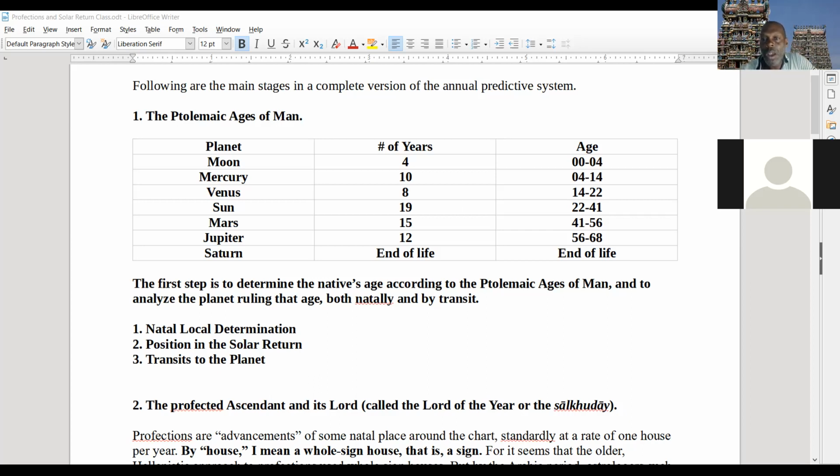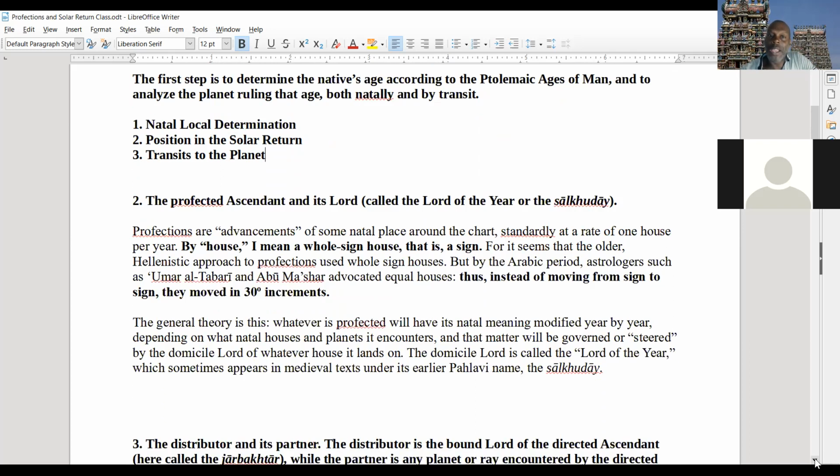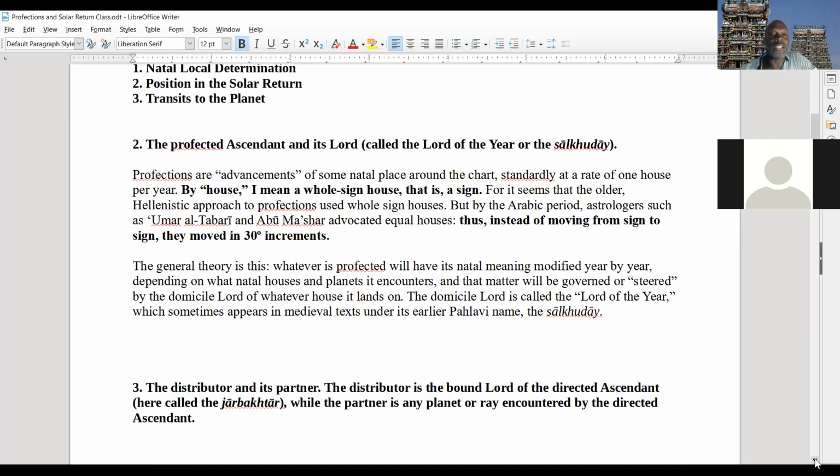Fantastic question. All right, so that's the first thing we look at, these Ptolemaic ages of man. The second thing that we look at is the perfected ascendant and its lord. And so I guess this is the place to go into what perfections are, etc. And so perfections are advancements, and I'm going to use Luciano Pavarotti, we're going to look at today.